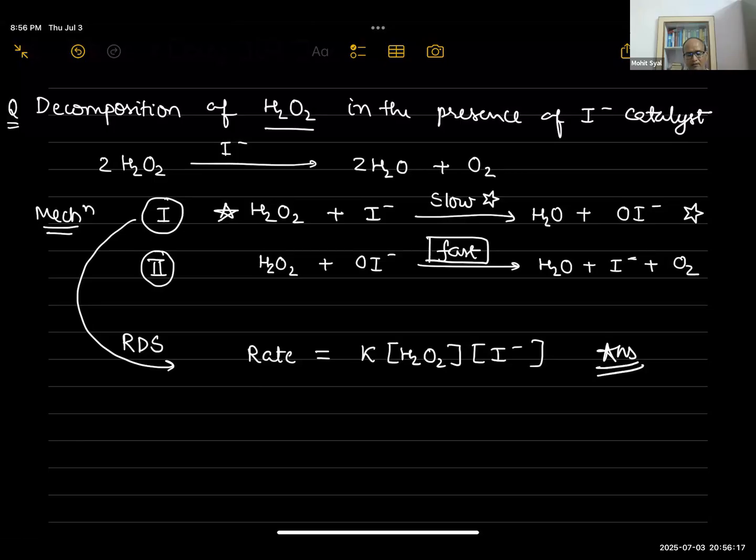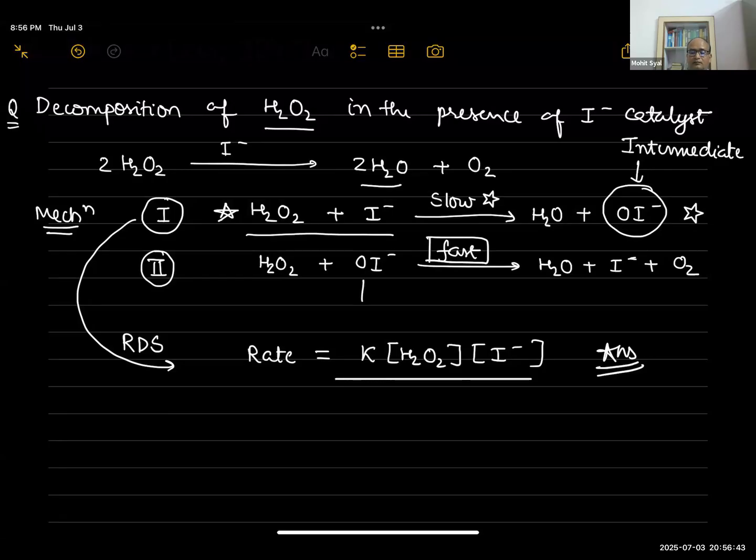Okay, so very simple. But suppose if this is given, then you can back calculate. You must think that this should be the RDS, right? And accordingly, you can try to figure out the products which are being formed. Products are already given. This is an intermediate. So this I hope is clear to all of you.